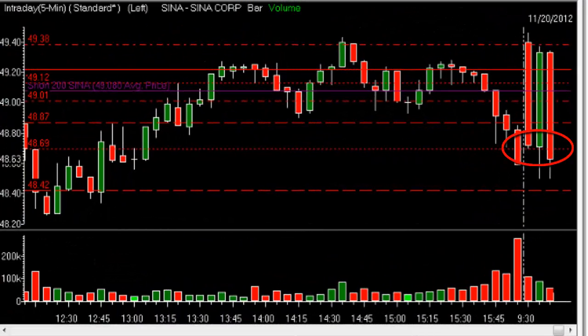So now we've touched the target. All right, and although it's headed towards this 48.42 target, it has reversed enough times and showed enough pressure on the book that I pulled the plug on the trade right around 48.69.